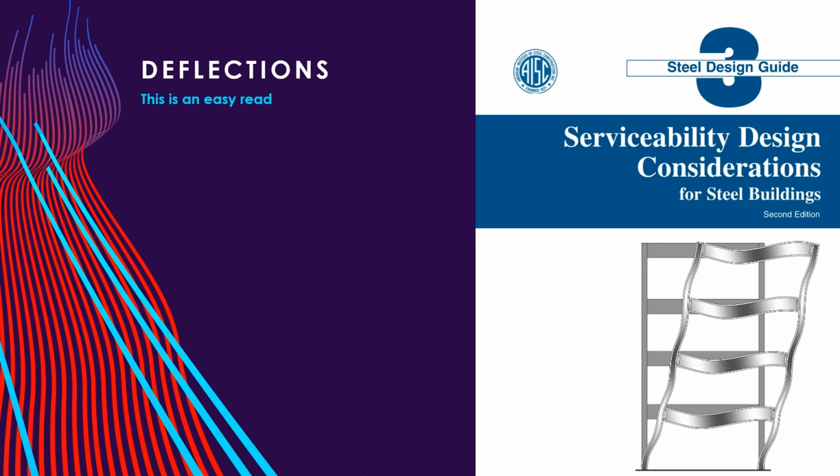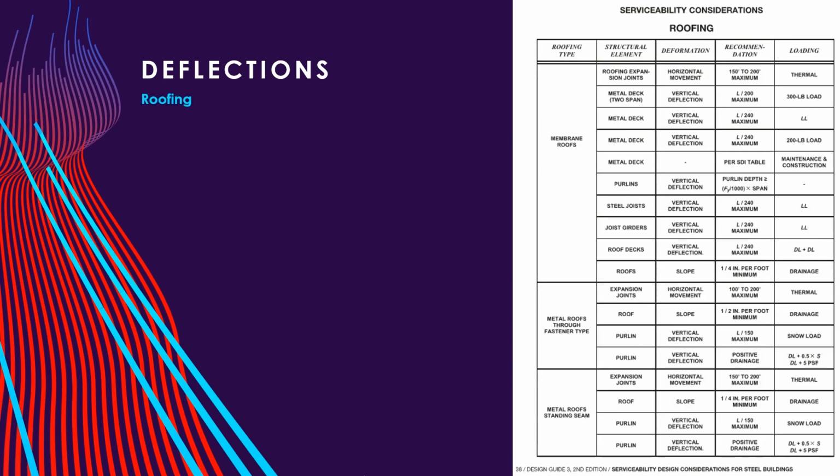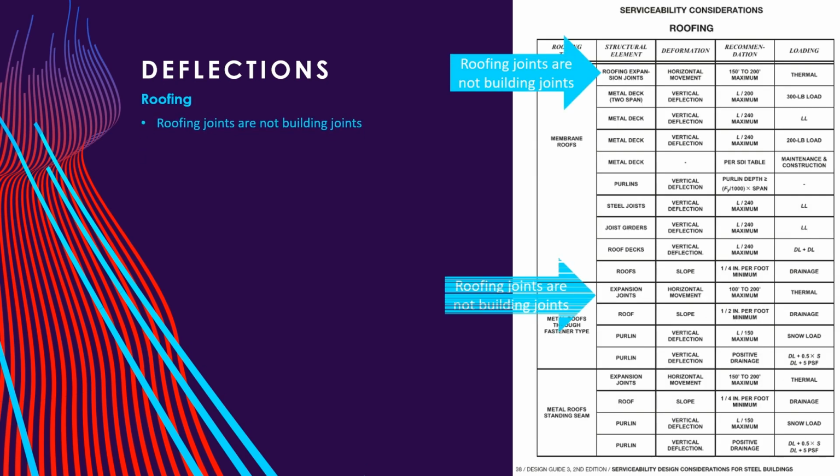So Design Guide number 3 from AISC is an easy read, and it's the authority on deflection. But the tables don't provide context for their criteria. So you really want to read the manual. There's more to it than just the tables. So roofing joints are not building joints. Don't mistake that. Yes, you have to put joints in the roofing materials, but you don't necessarily have to put joints in the entire building.